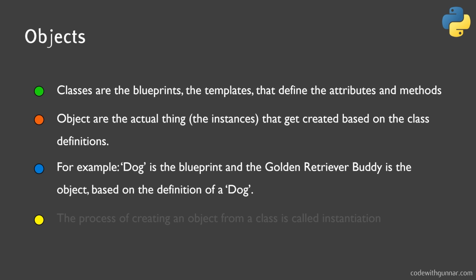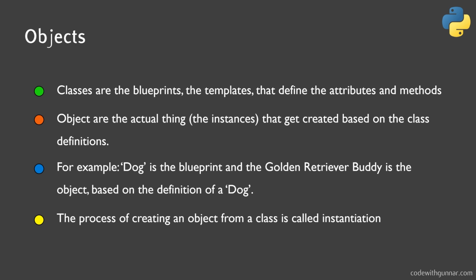Now, our dog class is a blueprint. It defines what properties and attributes a dog should have, like a name and a breed and an age, and what it can do. It can bark, which is a method. And using this class, we can create an object or an instance, such as a golden retriever named Buddy that's 3 years old. To create an object from this class, we use a process called instantiation.